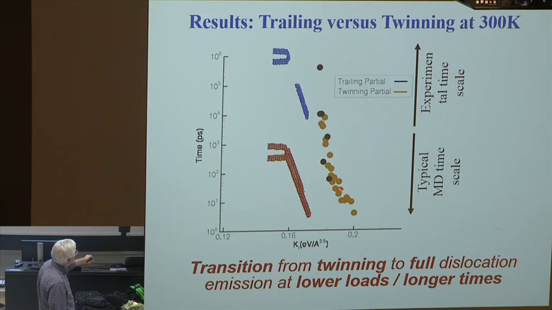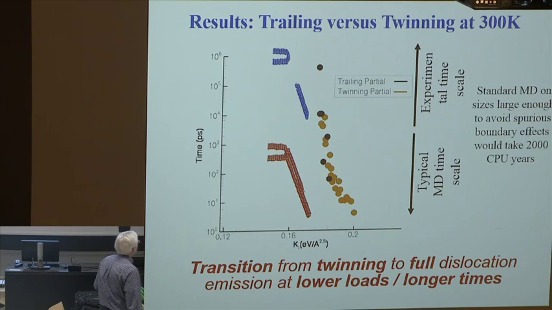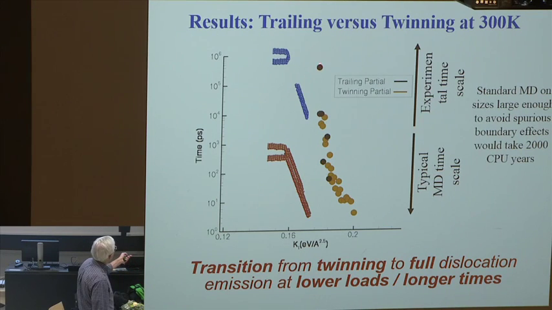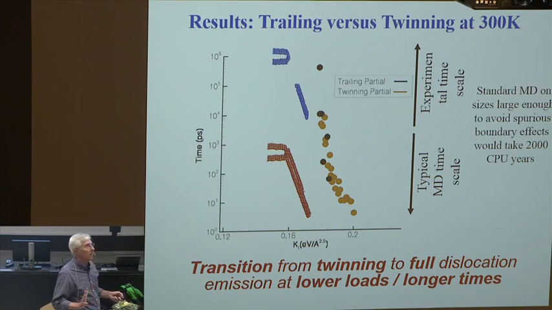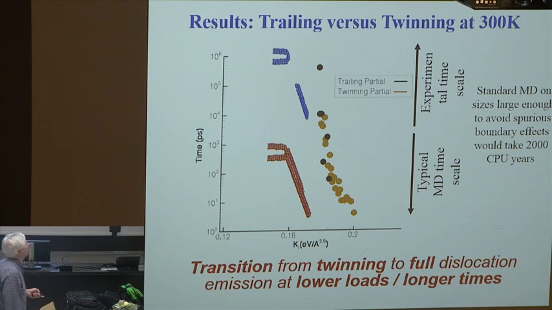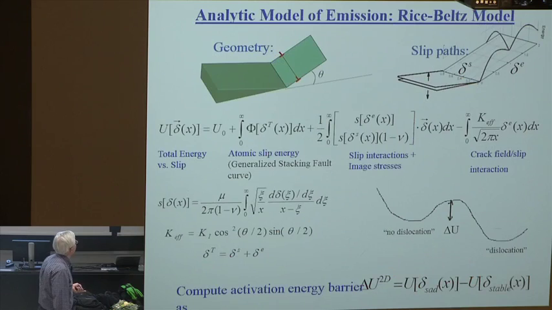The MD is just looking at the wrong thing because of time scales and length scales. And using the multiscale approach, we can reveal the real behavior. We did a calculation that it would take 2,000 CPU years to have gotten that data point in normal MD because of the size of the system that would have been required.